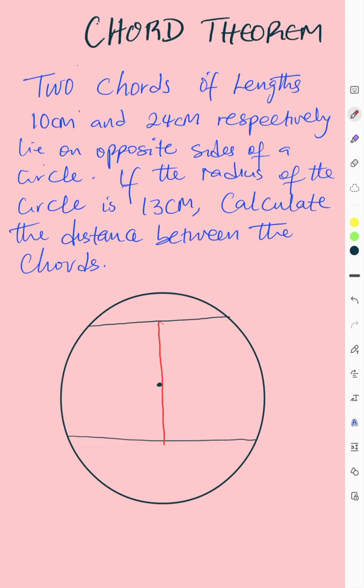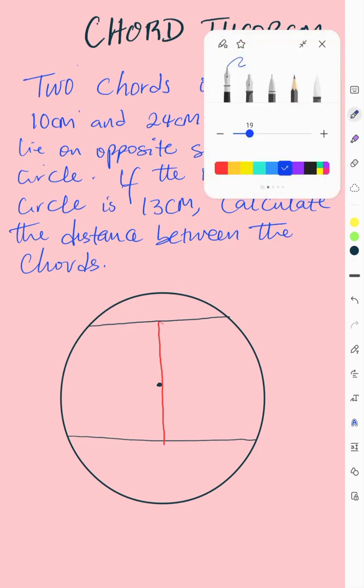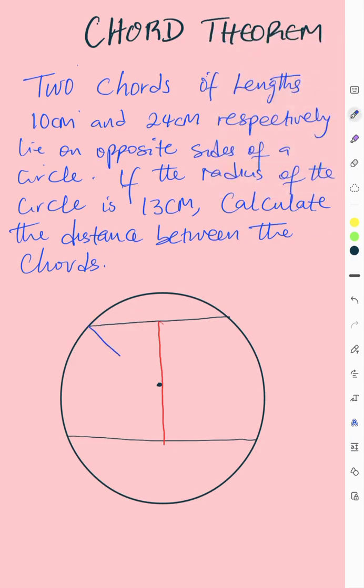Remember that you are free to draw a straight line here from this point to this point, so that from this particular point down to this point is a radius, and the radius of the circle we are told is 13 cm. So here is 13 because a radius moves from the center to the circumference, and here it will also be 13 cm. You can repeat the same thing here, and here it will also be 13 cm, because they are radii.